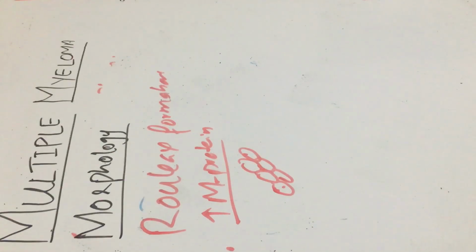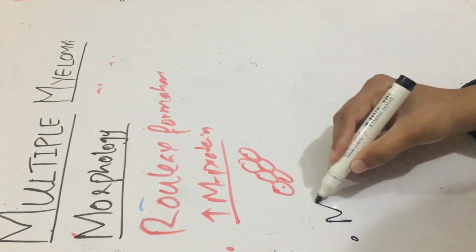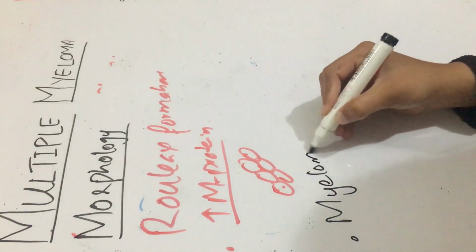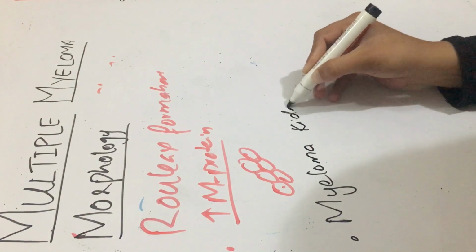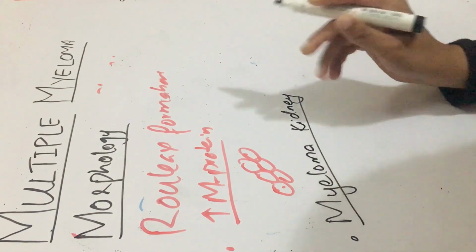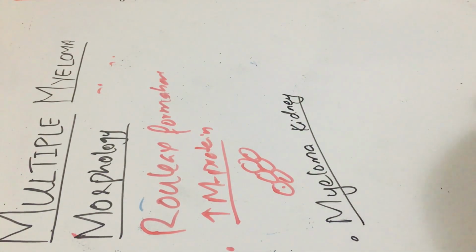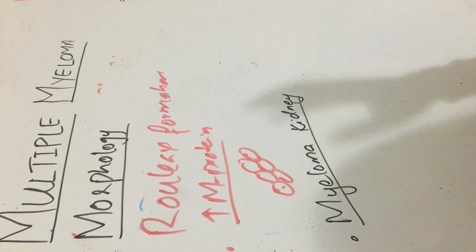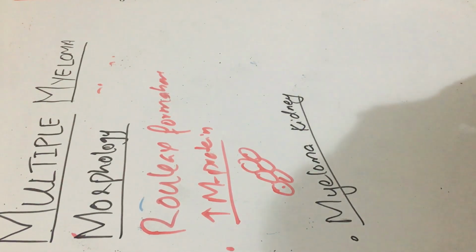Then there's another term, myeloma kidney. Myeloma kidney is a diseased kidney due to the various proteins which are excreted via the kidney in multiple myeloma, which damage the renal tubular epithelial cells, and so the kidney is damaged, and that kidney is known as myeloma kidney.